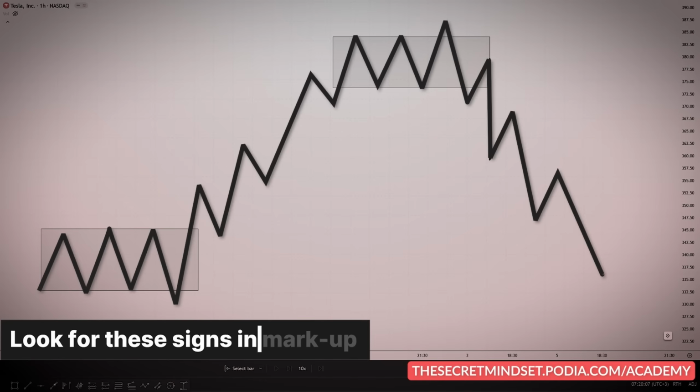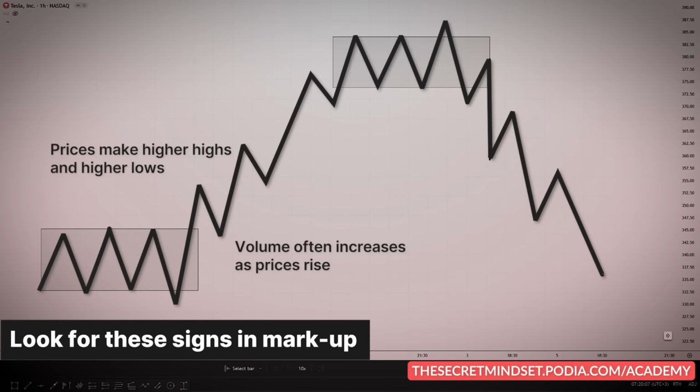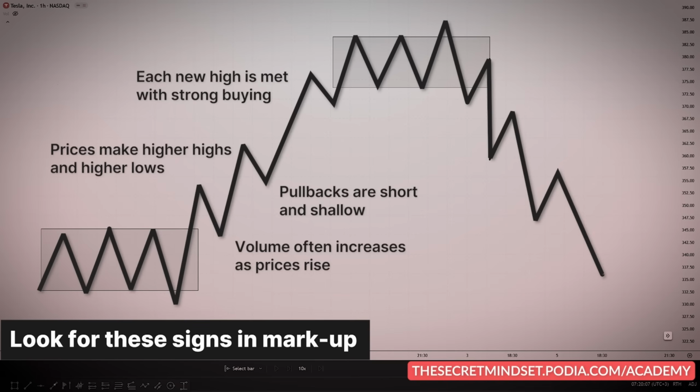Look for these signs in an uptrend. Prices make higher highs and higher lows. Volume often increases as prices rise. Pullbacks are short and shallow. Each new high is met with strong buying.